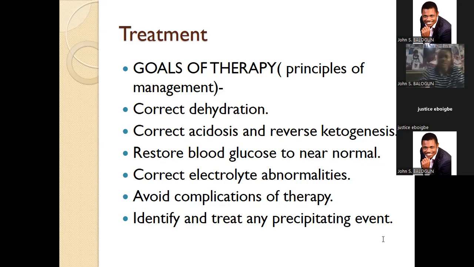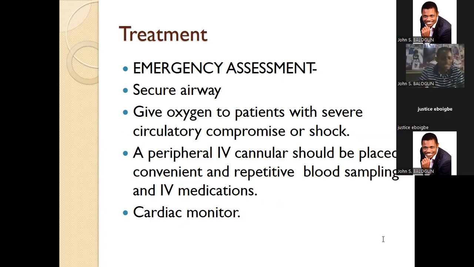So now, don't forget also that diabetic ketoacidosis is an emergency. Once you diagnose it, it becomes an emergency. So you do an emergency assessment. How do you do an emergency assessment? Remember your ABC of resuscitation. You make sure that the airway is patent. If the patient is not saturating well, you give oxygen. If you notice that the patient is very dehydrated, you put up an intravenous cannula so that you can give fluid. And while you are doing that, you are collecting blood samples, giving IV medications, and monitoring the heart.